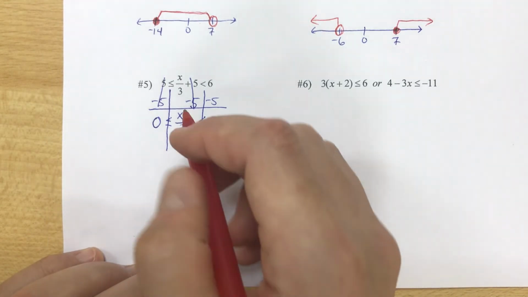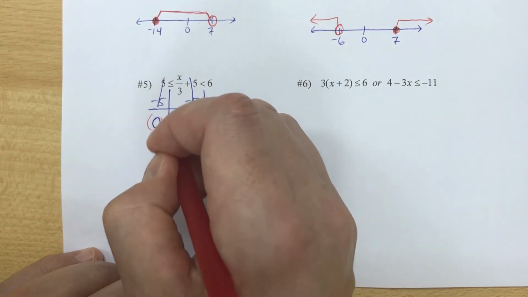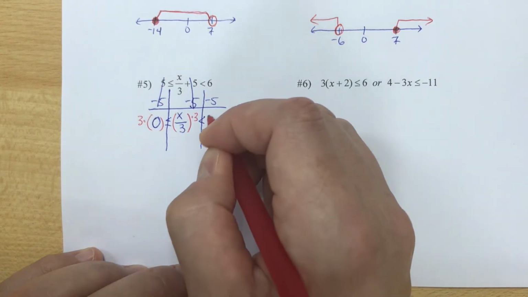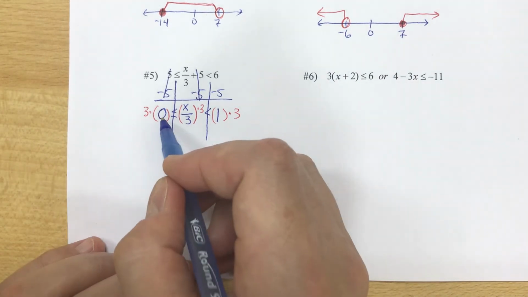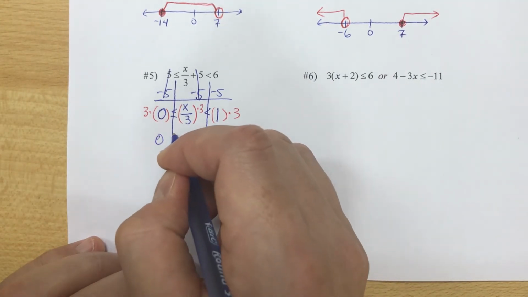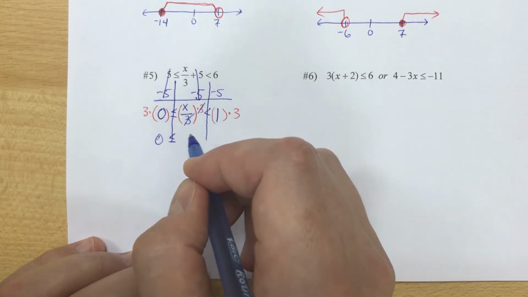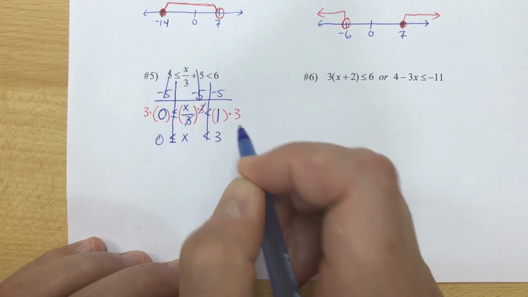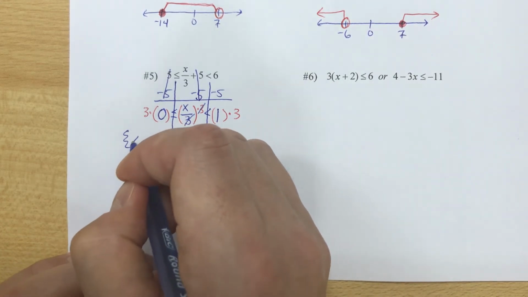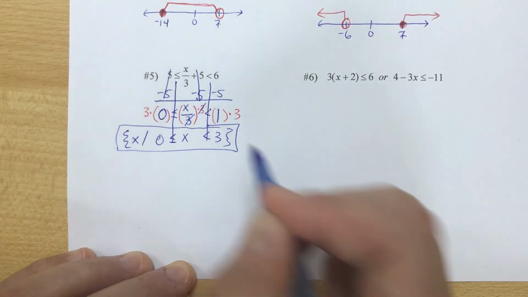Now how do we undo division? We multiply by 3. So we have to multiply each part of this by 3. Now 3 times 0 is still 0. Less than or equal to. Here 3 divided by 3 is 1, so we get x. Less than 1 times 3 is 3. So there's the solution set.